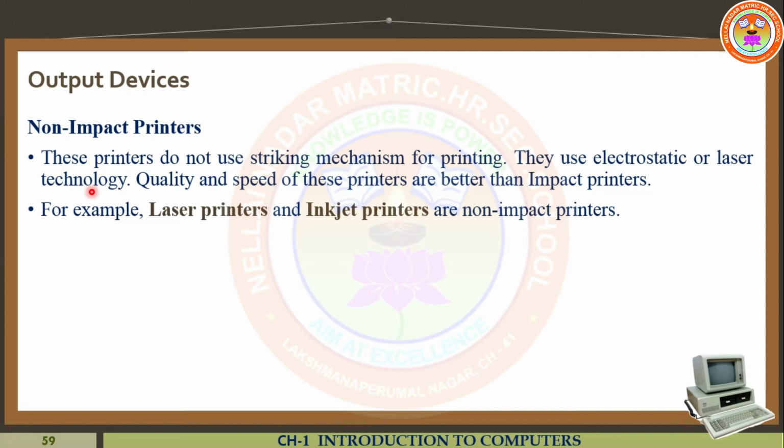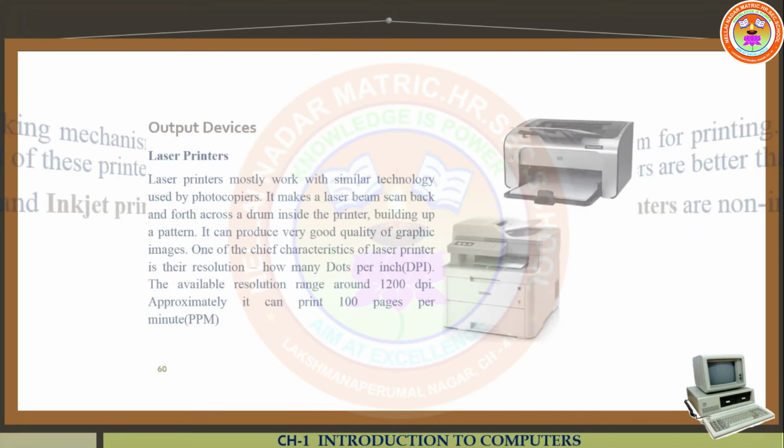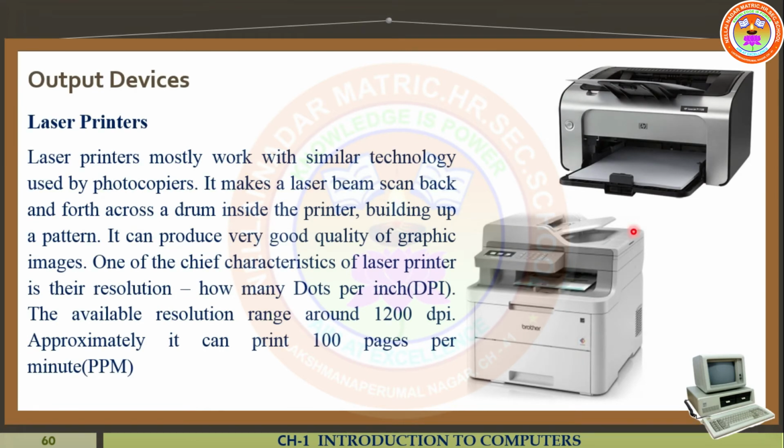What are the examples of non-impact printers? Number one, laser printers, and number two, inkjet printers. These are the two examples of non-impact printers. We'll see them one by one. The first one is laser printers.